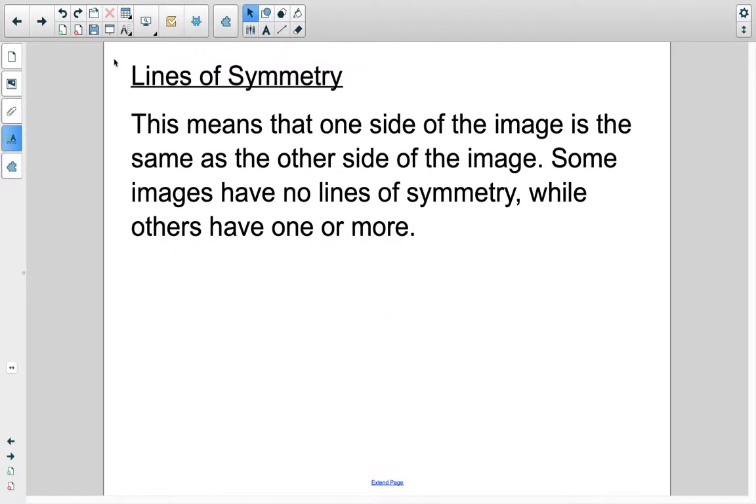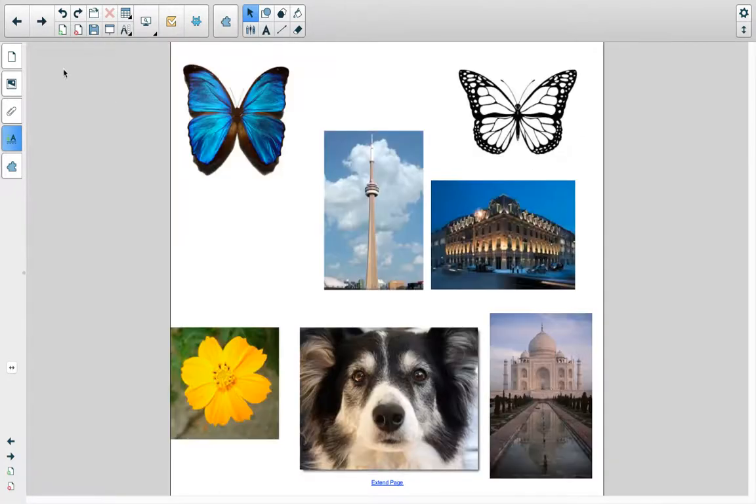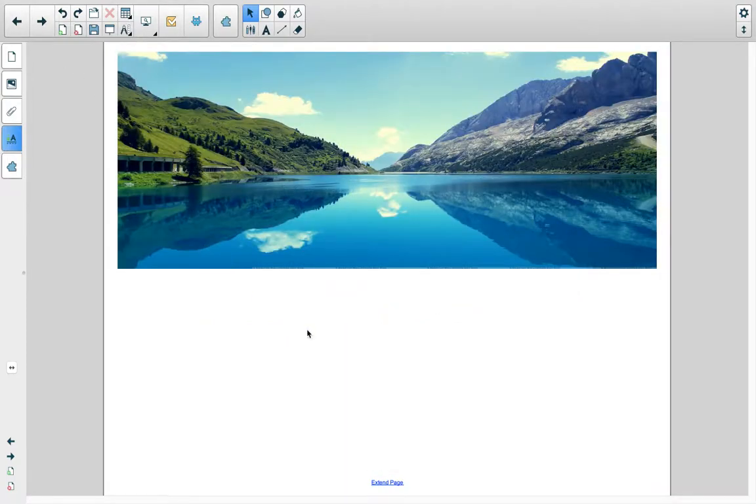So let me explain that a little bit more by looking at these. Again, if I was to divide this butterfly, we could divide it in half. The CN Tower could divide it in half. This building, butterfly, the dog, the flower. But I want you to think a little bit about this picture. Why is this picture so appealing? Why is it such a great picture?